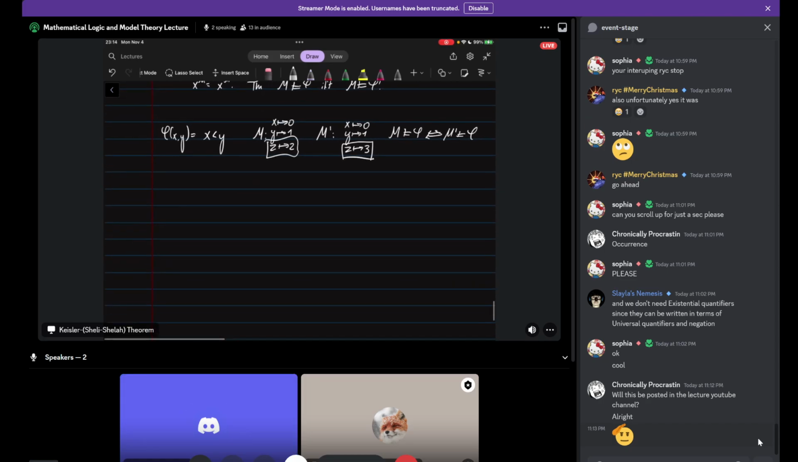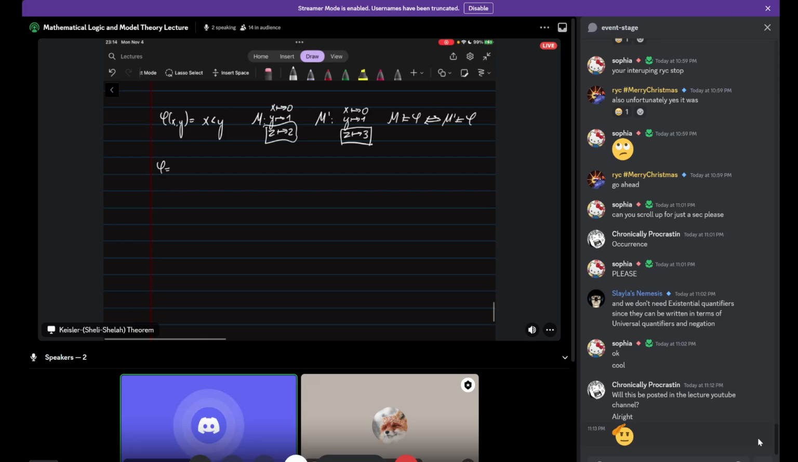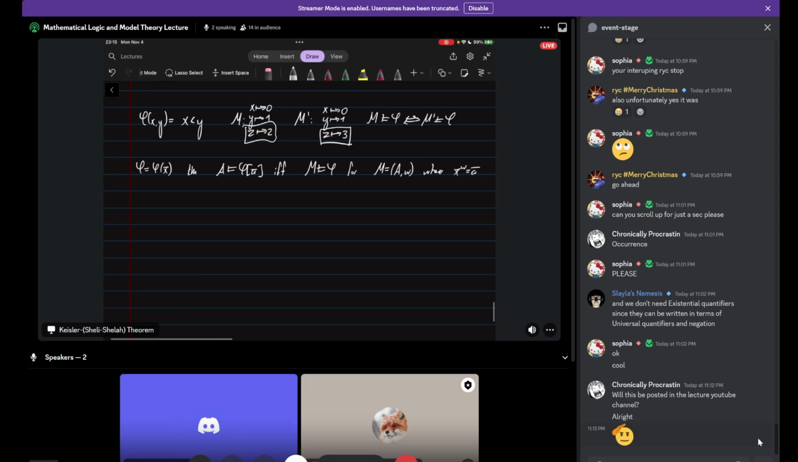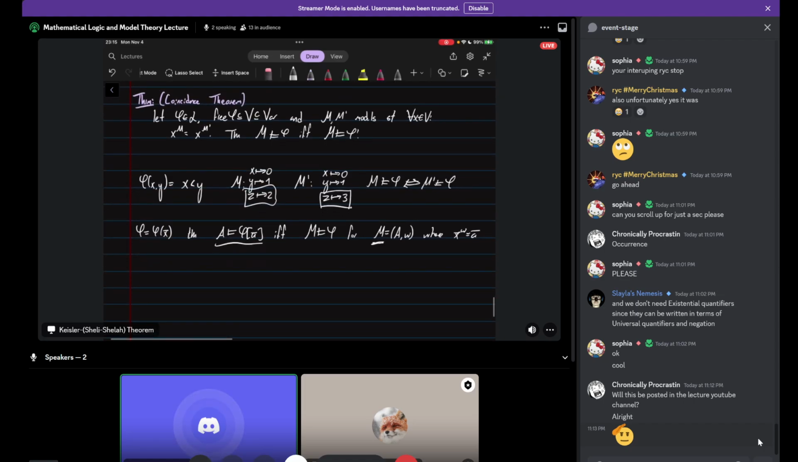Now we're going to adopt the convention that if phi is equal to phi of x bar, then A satisfies phi of a if and only if M satisfies phi for M equals (A, W), where W maps x bar to a. Basically this means that phi is true under A when we map x bar to a. Because of the coincidence theorem, it doesn't matter which M we take, because if we take another M prime with W prime such that x bar is mapped to a, since the free variables are both mapped to the same place, one satisfies phi if and only if the other satisfies phi.